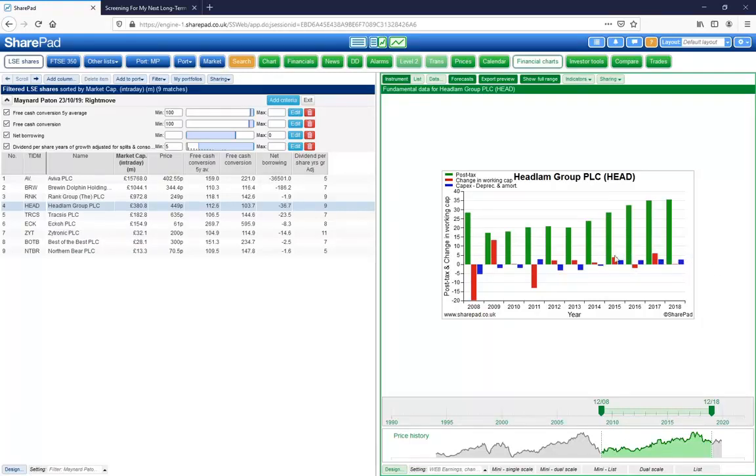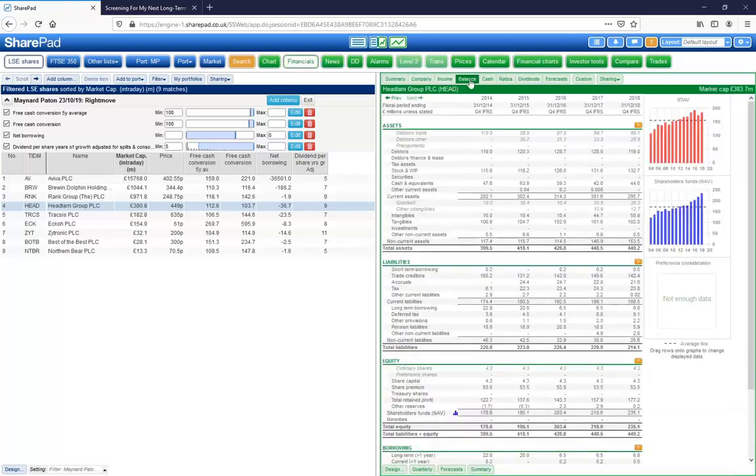So we need to find out what's going on here with capex and depreciation, because that's why Headlam cropped up in our filter over here: the large depreciation charge and the company not spending as much on cash. That's why it looks like a cash generative business. So we need to look at the balance sheet. So financials, balance sheet, and find out what the assets are. And we've got tangibles here of 102. So this is a big number. We need to look at exactly what that 102 is.